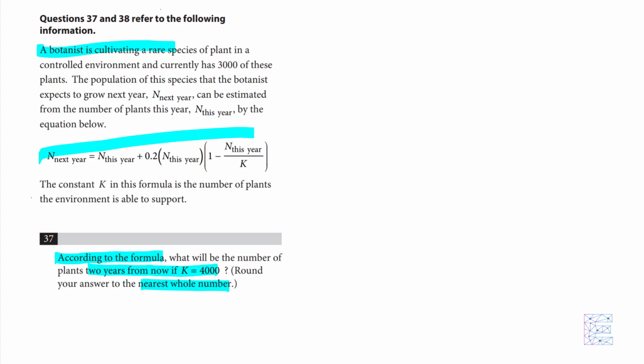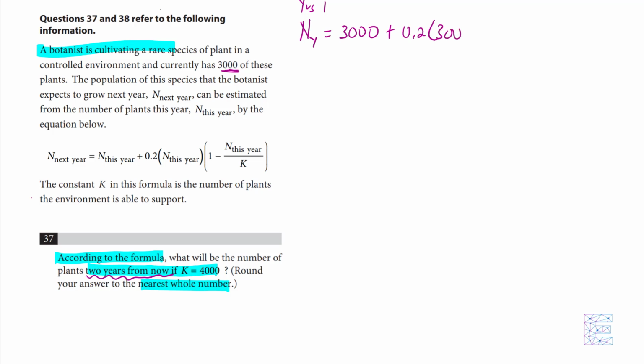And it's a plug and chug. Currently we have 3,000 plants, so we know that's going to be going into this year. Because we have to run this twice, we want to be careful by labeling this correctly so we don't get lost in translation. So let's call this year one, and it's going to be 3,000 because that's given us 3,000 for this year, plus 0.2 times 3,000, again that's still this year, times the quantity 1 minus 3,000 over 4,000.